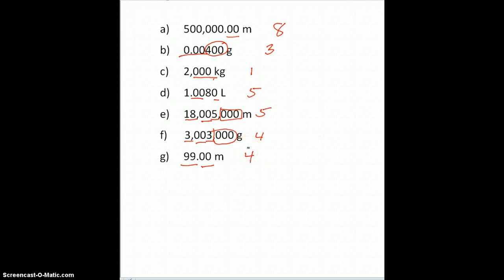The next video, part 2 of significant figures, will show us how to do calculations using scientific measurements in significant figures.